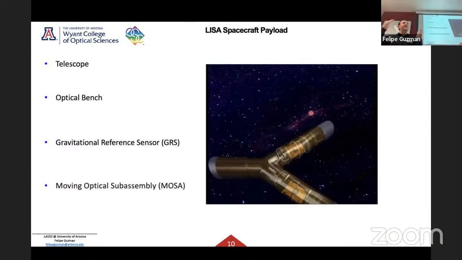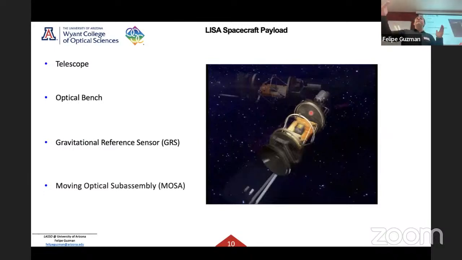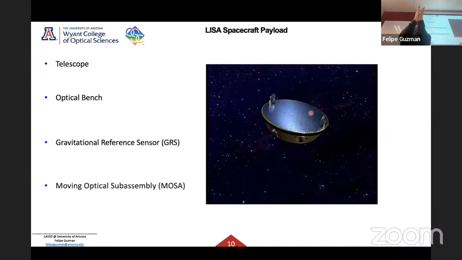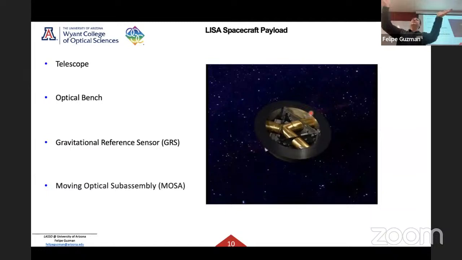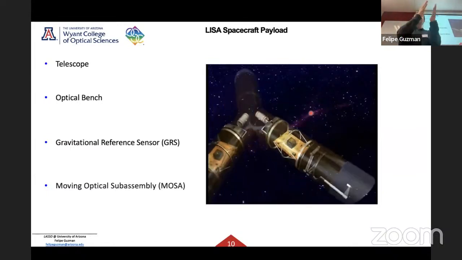needs to be articulated because, as I mentioned, the baseline separation of the spacecraft is going to be changing by 25,000 kilometers. That means that we need to act on that angle to point the laser to actually hit the spacecraft that is far away, right? Because that angle is going to be changing.